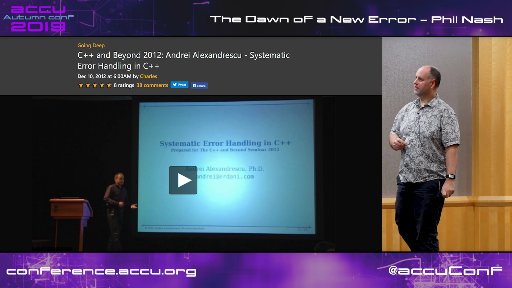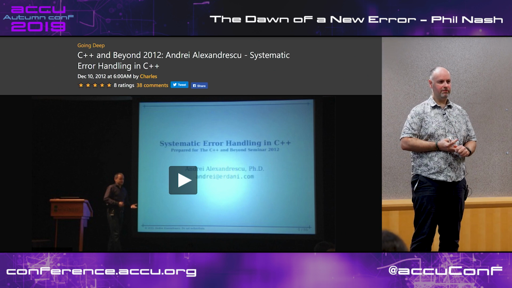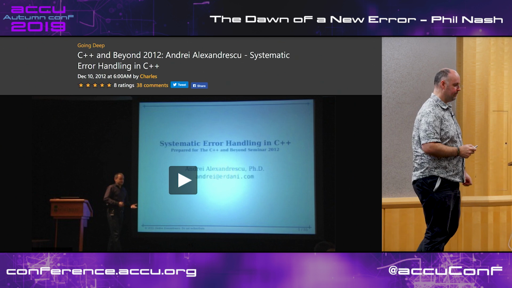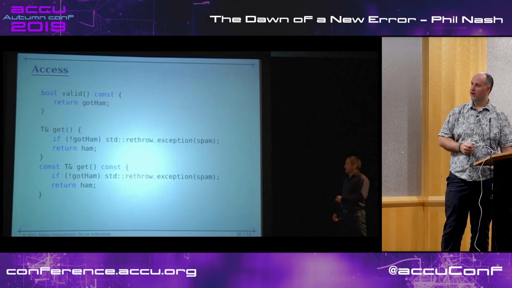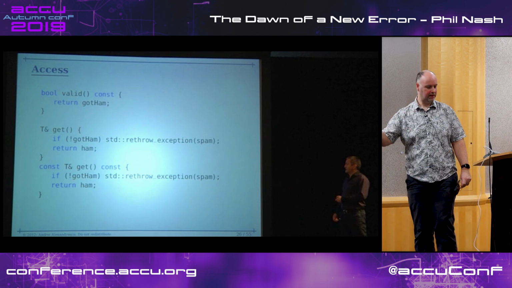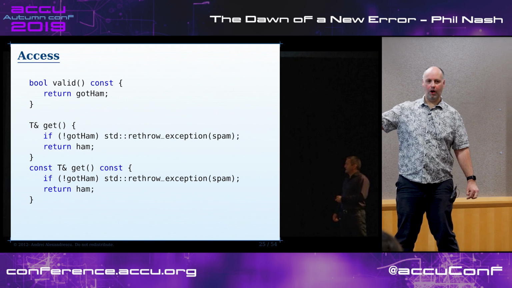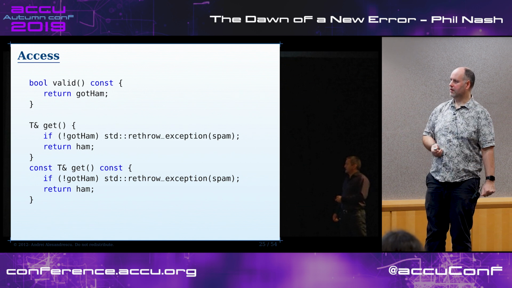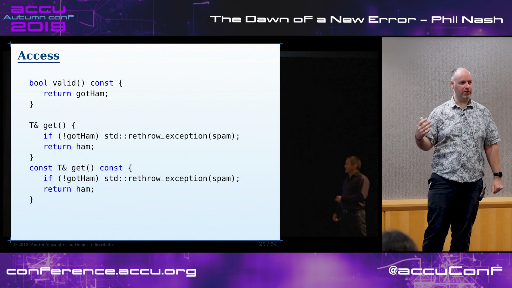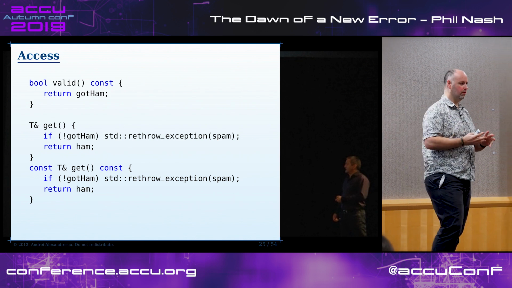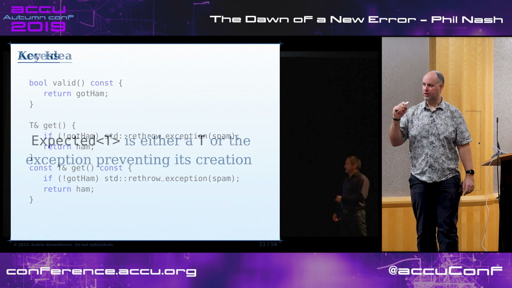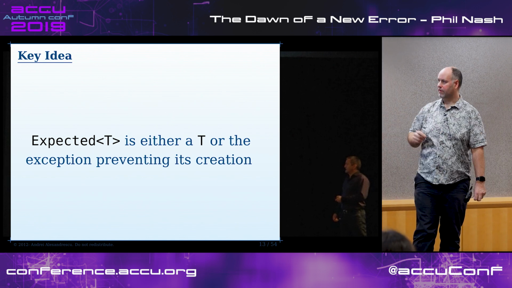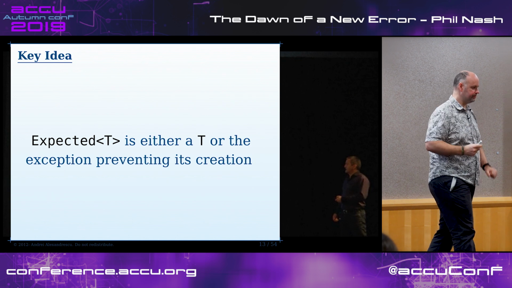Then Andrei popped up a few years later, talking about a little bit of a refinement on that earlier idea. So this talk, C++ and Beyond, Systematic Error Handling in C++, he presented another type. We'll talk about what it's called in a moment, but it has that same property. Let's get a clear view of that slide: holding a value of one type or another, the actual value of the type you wanted or an error type, and a way to check it. We didn't have the exploding return type this time. We realized that that was not the most important part of this concept. We called this Expected<T>: either T or the exception preventing its creation. Instead of exceptions in there.